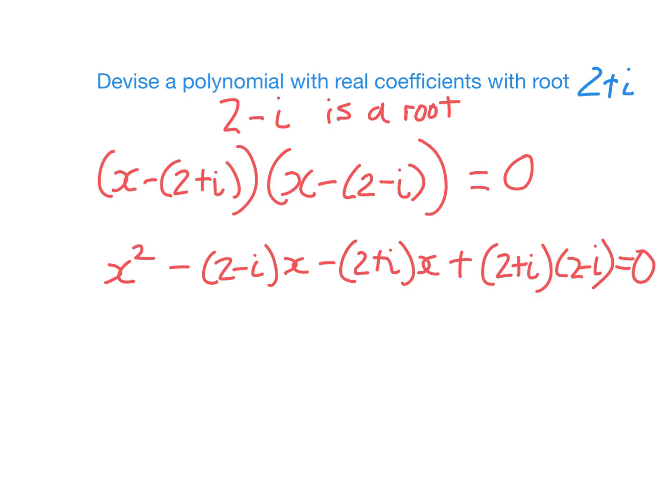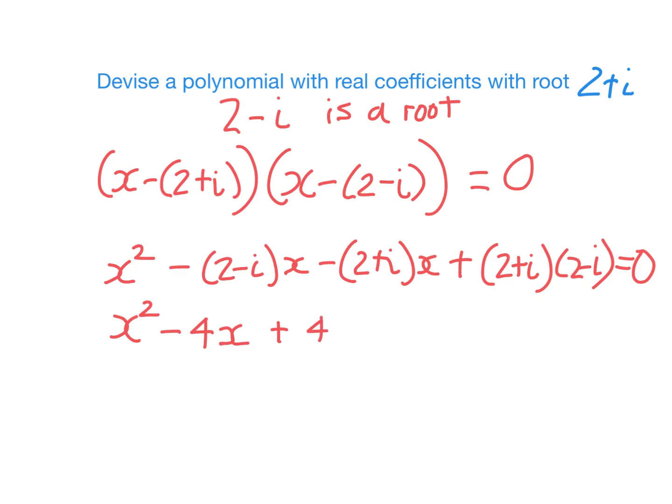Let's go ahead and simplify. The x squared term needs no simplification. When you have like terms, you just add the coefficients, so minus 2 and minus 2 gives me minus 4. Then we have positive i minus i, which is just 0, so this becomes minus 4x. Now if I multiply these, I can use the difference of two squares. Square the first, which is 4.